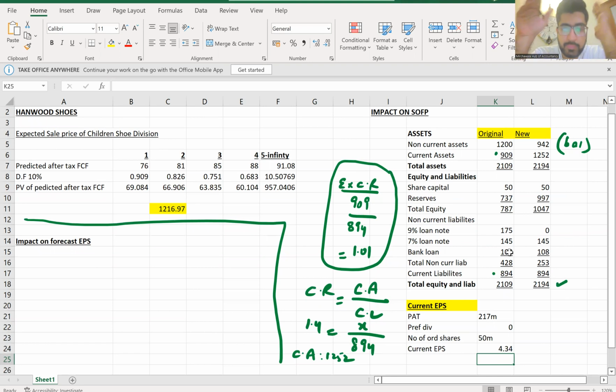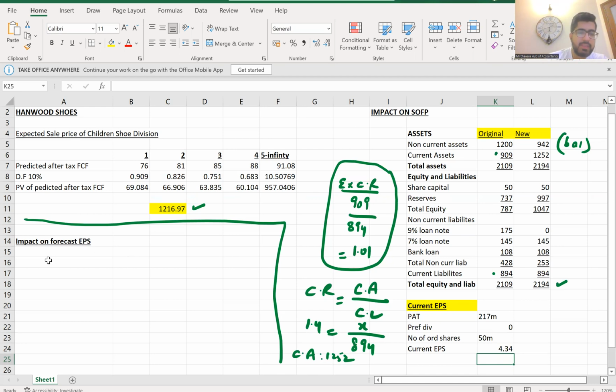Okay, so sale price of children shoe division, here it is. Impact on SOFP. So everything remains same, but loan notes got cleared, reserves built up, current assets, keeping in mind the current issue 1.4, else balancing figure. Now, impact of sale of children shoe division on EPS. Current EPS is 4.34. Obviously, we are having both divisions, so current EPS is this.